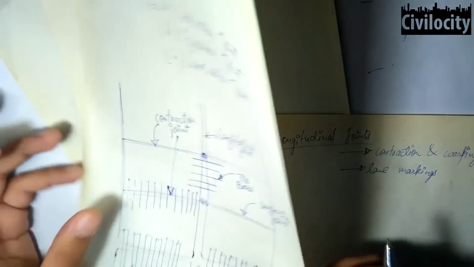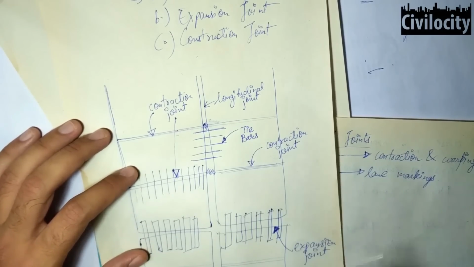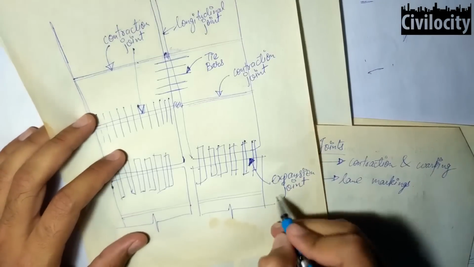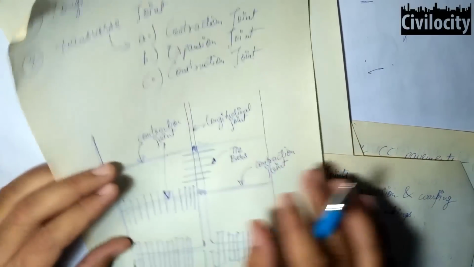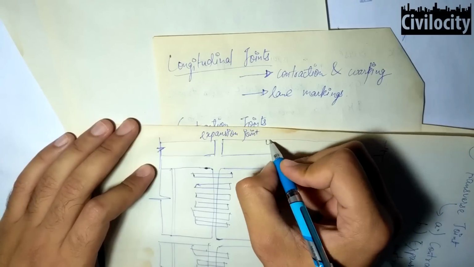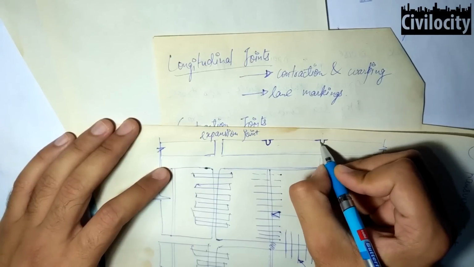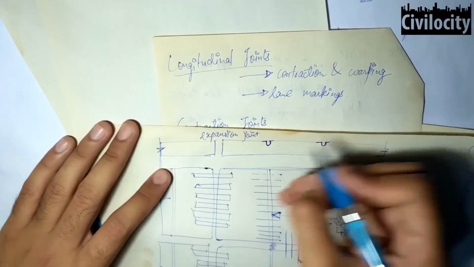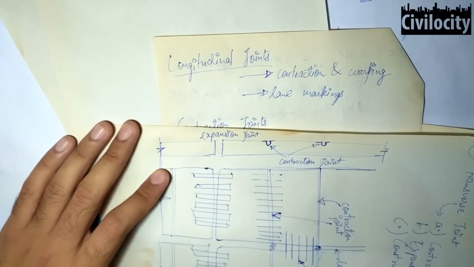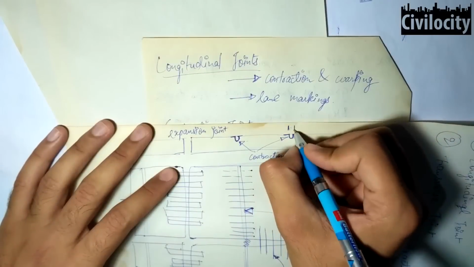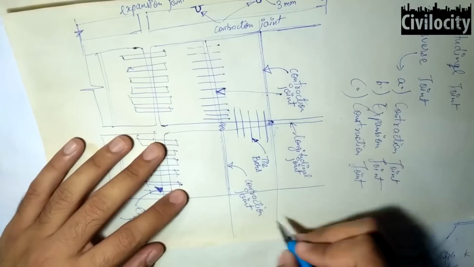Now, let's talk about the transverse joints. Transverse joints are of three types. The first one is contraction joints, the second one is expansion joints, and the third one is construction joints. Alright, contraction joints. Contraction joints are provided to prevent our slab from contraction, and they are made by making grooves of 3 mm width and a depth of about 25 to 30% of the pavement thickness and at the intervals of 4 m to 5 m in the longitudinal direction.